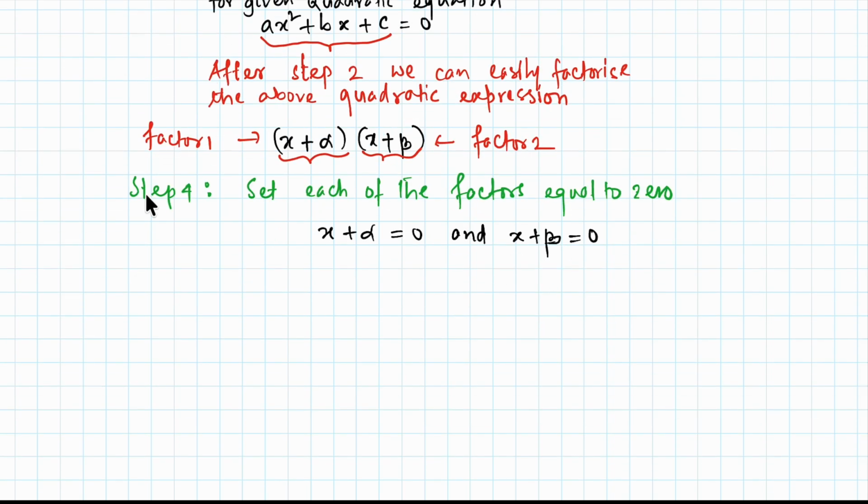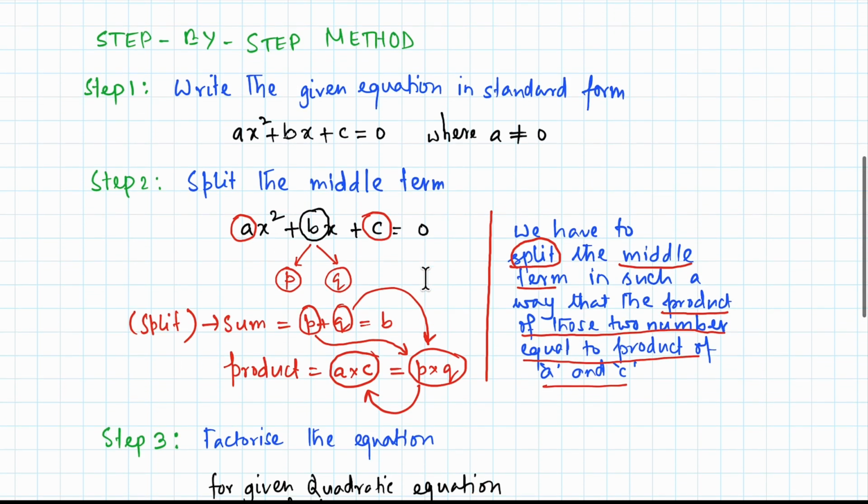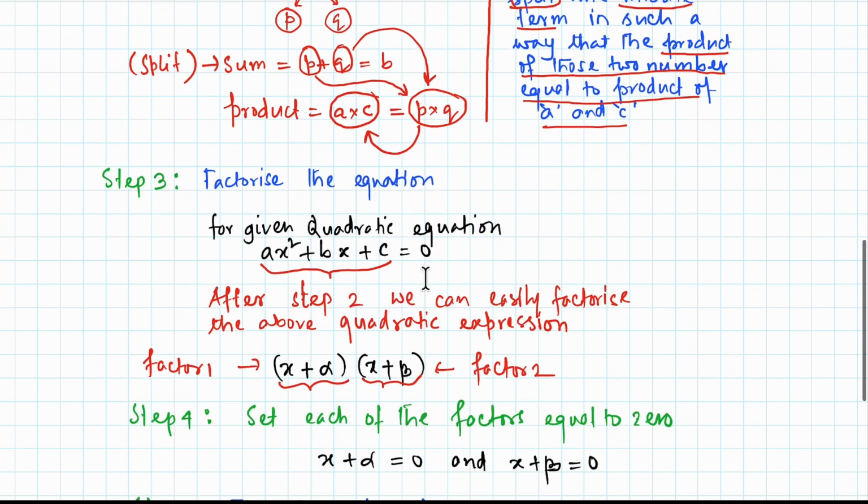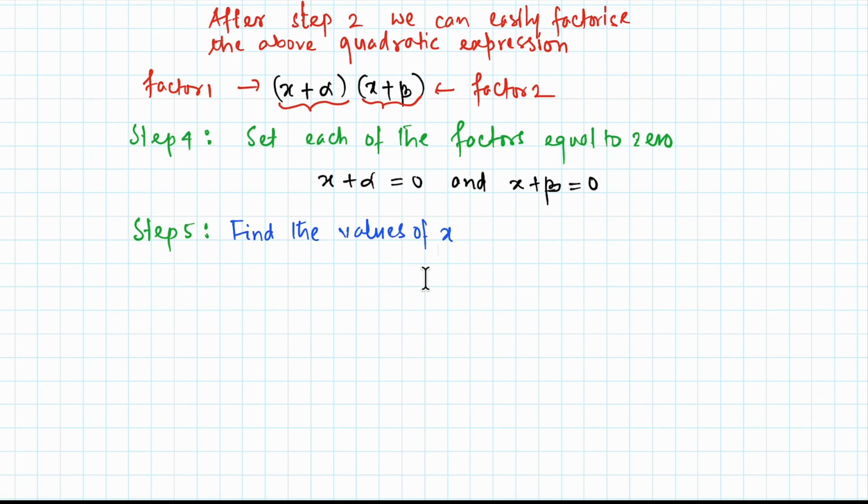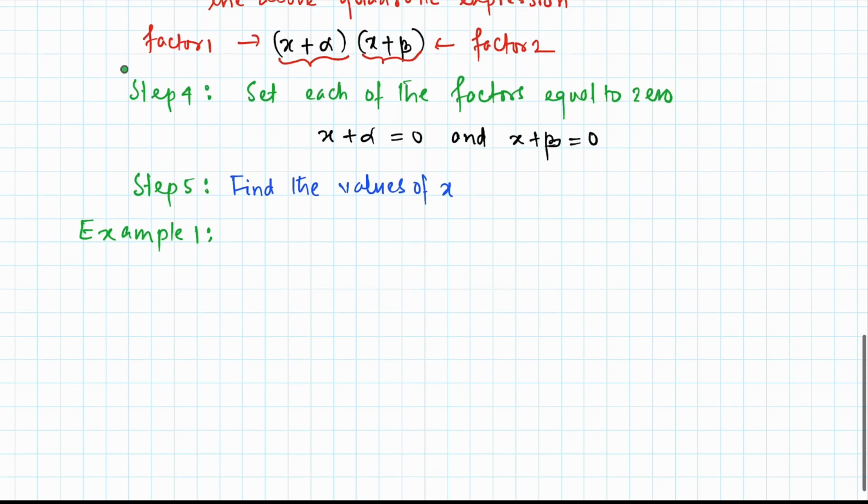Now step number 5 is to find the values of x. So we have to find the value of x from these two equations. Now let us take an example and use this 5-step method to solve it. Now x square plus 5x plus 6 equal to 0.